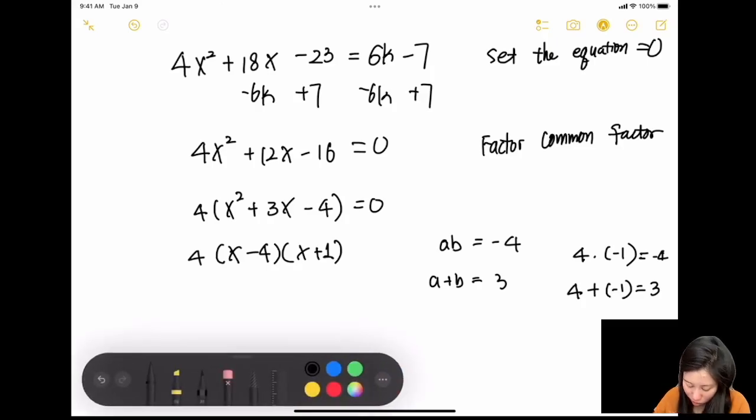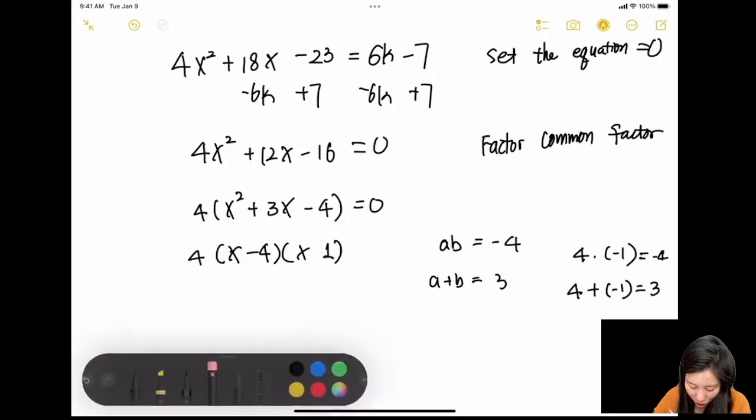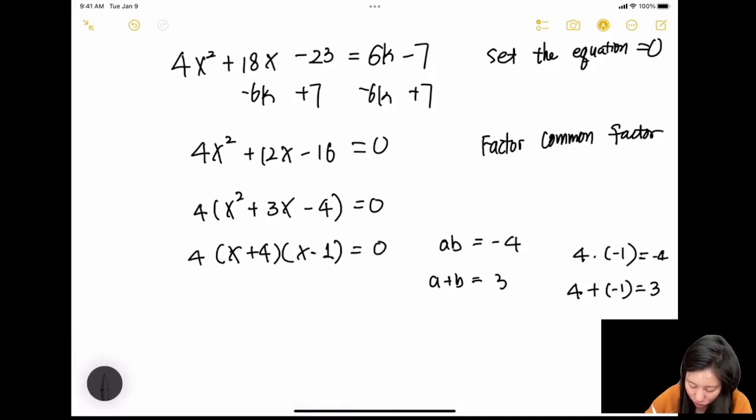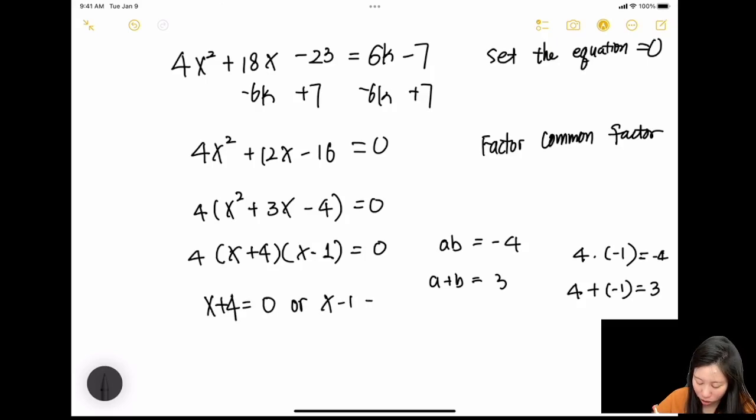So okay, we have x plus 4 and then x minus 1 equals 0. Oh no, I'm sorry. I keep making typos today. So x plus 4 equals 0, or x minus 1 equals 0. So x equals negative 4, or x equals 1.